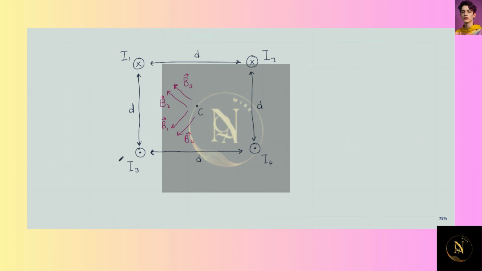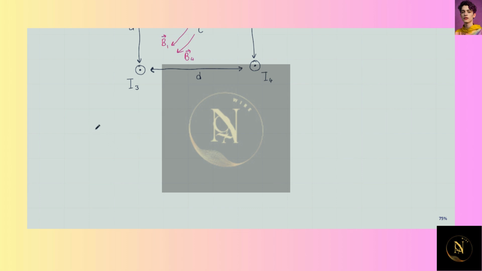Now, by symmetry, we see that the vertical components of the magnetic field cancel, whereas the horizontal components of each of these 4 magnetic fields add. So the resultant magnetic field at the center we'll call B, and B is equal to the vector sum B1 plus B2 plus B3 plus B4, as we can see in the diagram.